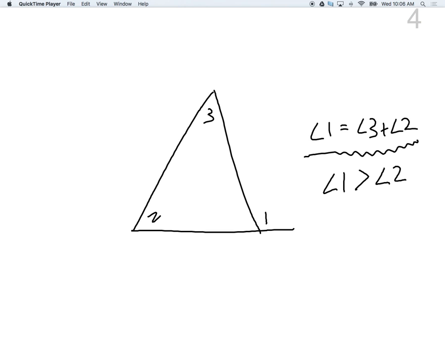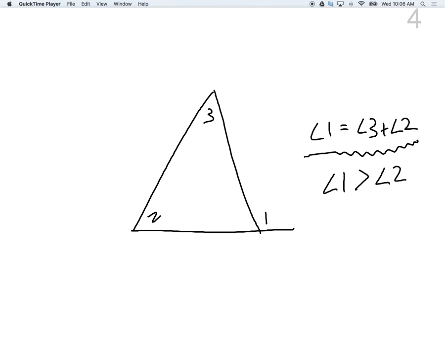Because angles 2 and 3 have to add up to angle 1, that means 2 can't equal 1. Angle 3 has to be positive because it's in a triangle, so 2 cannot be greater than 1. They're all angles. All angles have to be positive.